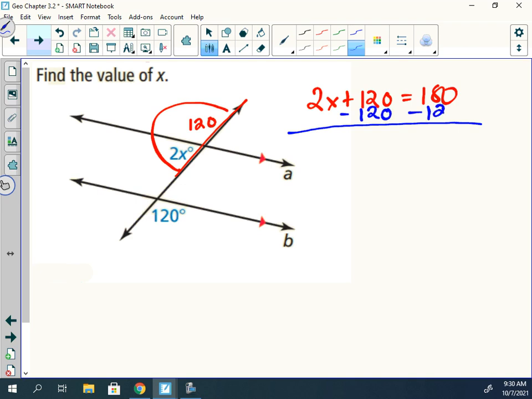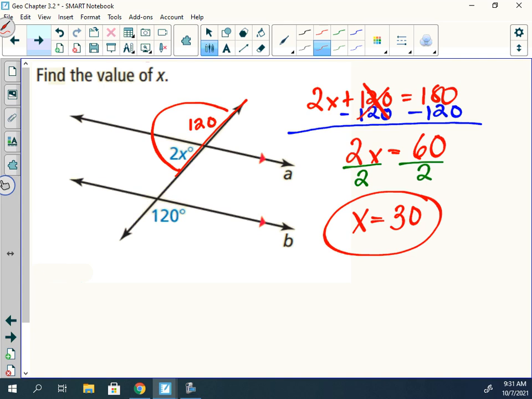Since we're trying to get the variable by itself, we're going to subtract 120 from both sides, because 120 minus 120 is 0. We have 2x is equal to 60. I want to get the x by itself, so divide both sides by 2. 2x divided by 2 is just x, and 60 divided by 2 is 30. So the value of x is 30. And the value of the angle would be 60 because 2 times 30 is 60.